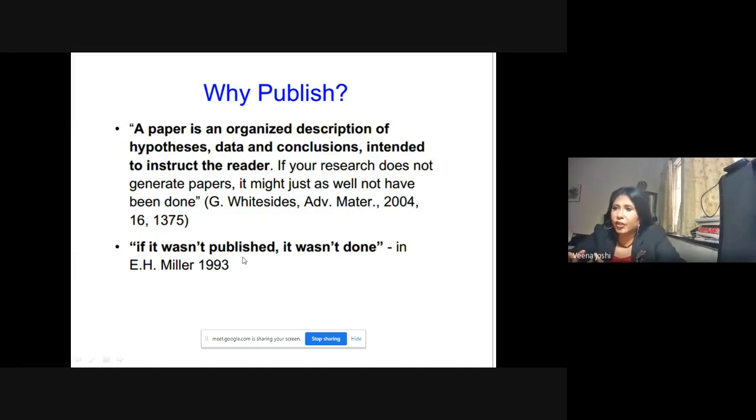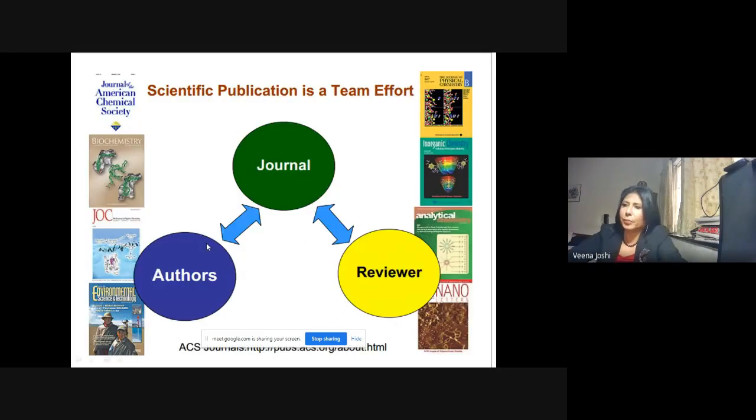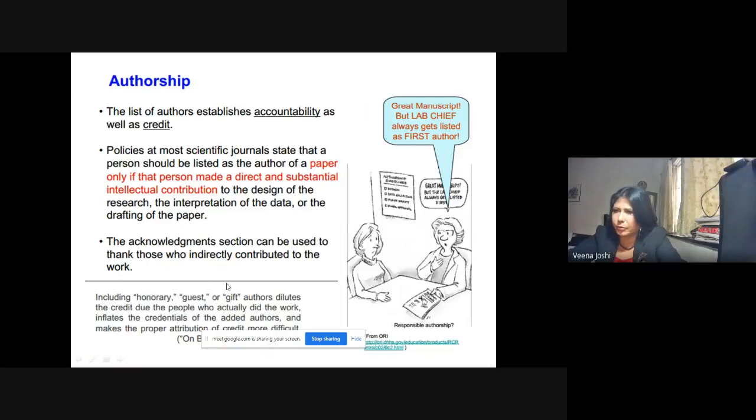If you have done research and you just keep this PhD thesis in the library, you have not published it. You got a degree, but you haven't shared it with the scientific world. So you need to publish. I'll go a little fast, okay? I don't have too much time.